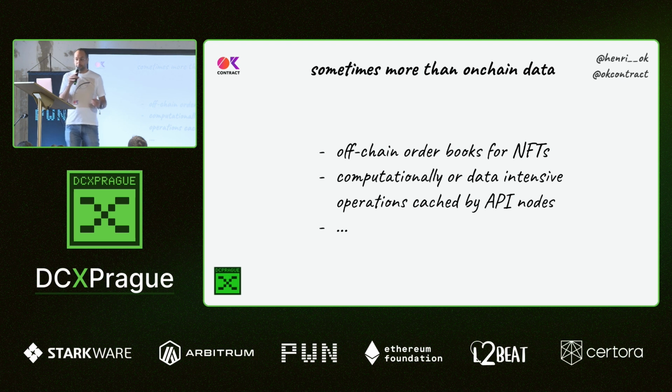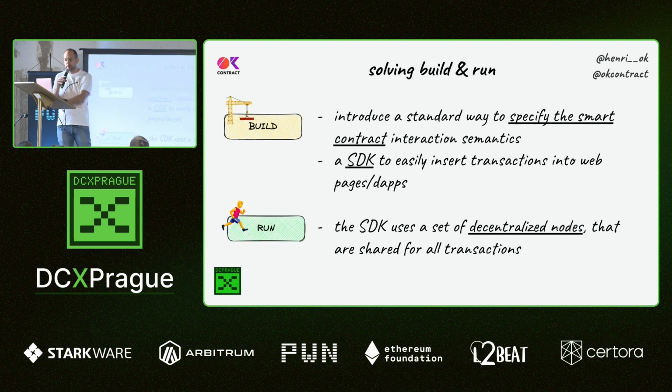And sometimes also, maybe even beyond DeFi, but for DeFi as well, we need more than on-chain data. There's this off-chain data, for instance, NFT marketplaces that have off-chain order books, or data-intensive operations that you cache on these API nodes. And all this needs to be put together.